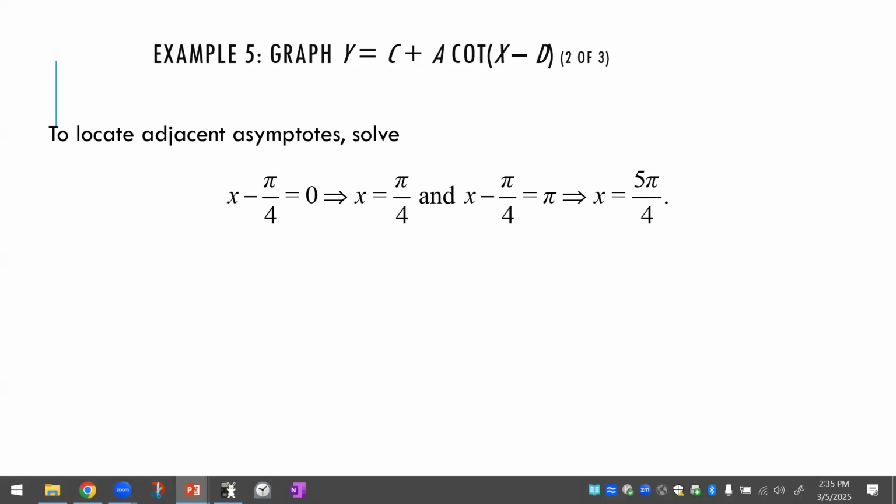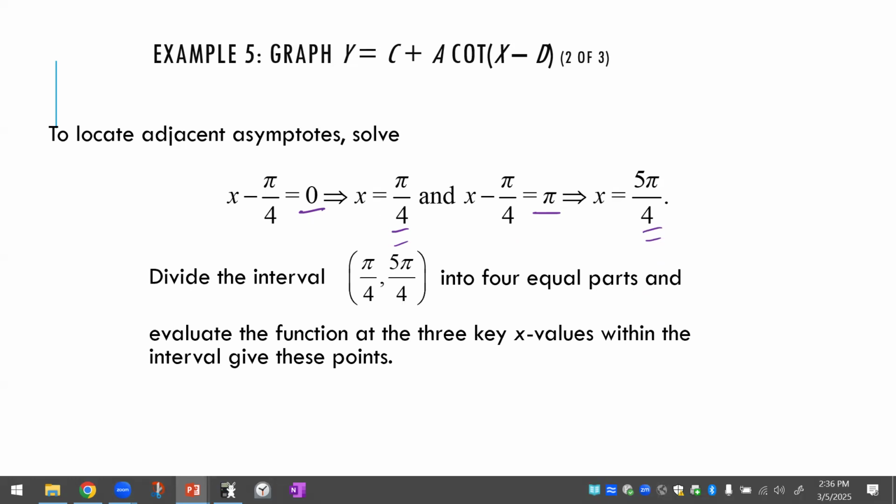Okay. So to actually draw it, you're first going to always locate your asymptotes because this is cotangent. Cotangent starts at 0 and ends at pi. So you're taking your argument and setting it equal to 0 and setting it equal to pi. And then once you find it, those are your asymptotes. So my first asymptote is going to start at pi over 4, and my second one's going to start at 5 pi over 4. After I do that, then I have to do what?